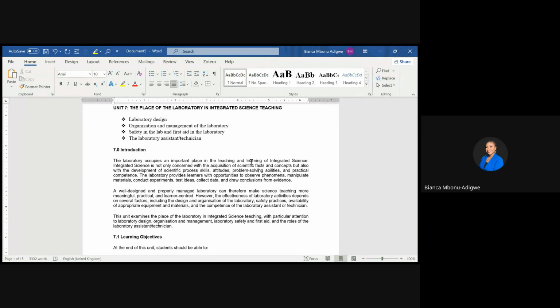So we need a well-designed and properly managed lab because it makes science teaching more practical, more meaningful. The effectiveness of laboratory activities will depend on several factors, including design. I don't know if at any point in time you've ever thought that the design of your laboratory could affect the effectiveness of your activity in that lab. But now that I've mentioned it, I'm sure you are beginning to think about the lab you have been in. Now you will begin to think, is it effective enough?